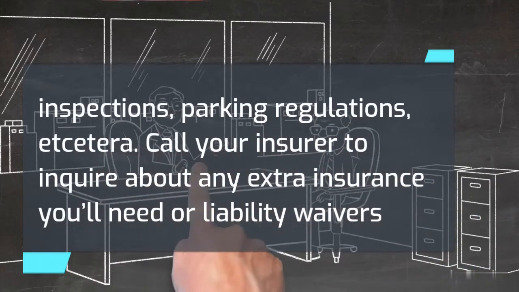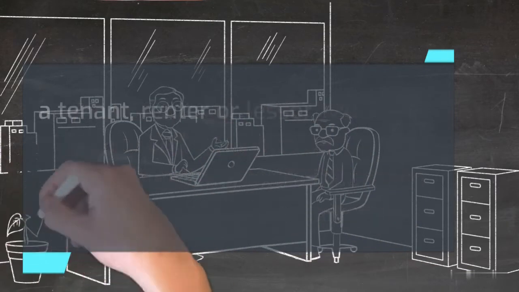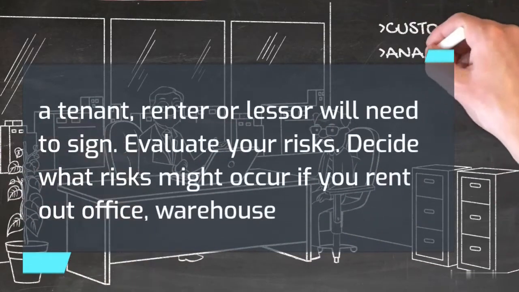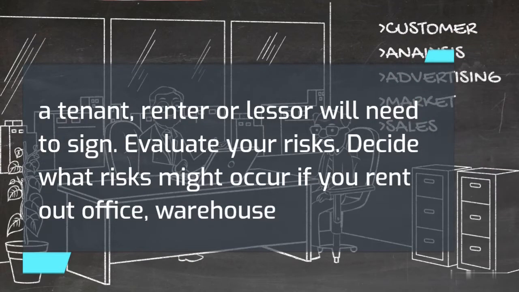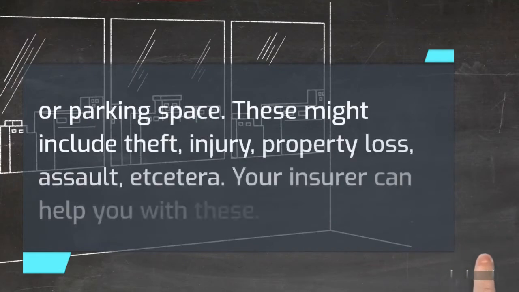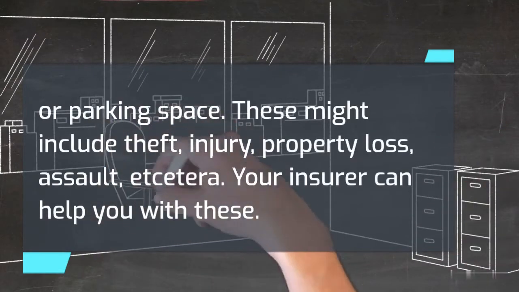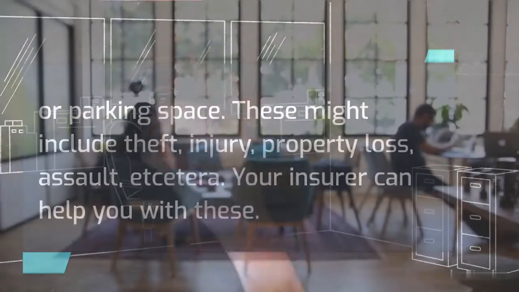Call your insurer to inquire about any extra insurance you'll need or liability waivers a tenant, renter or lessor will need to sign. Evaluate your risks. Decide what risks might occur if you rent out office, warehouse or parking space. These might include theft, injury, property loss, assault, etc. Your insurer can help you with these.